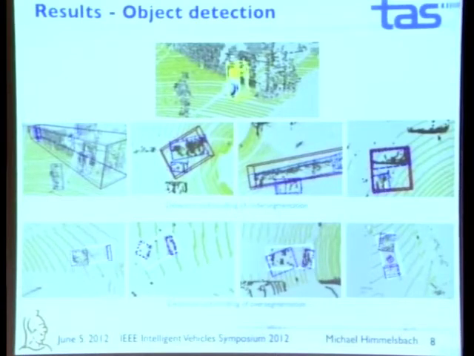The bottom row now shows situations where over-segmentation has been detected and handled, and these are all cars. Situations like these typically happen for objects far away from the sensor, or if the objects have a bad angle, bad orientation to the sensor. But still we see that integrating the top-down knowledge is beneficial.